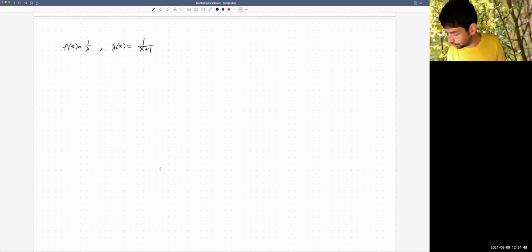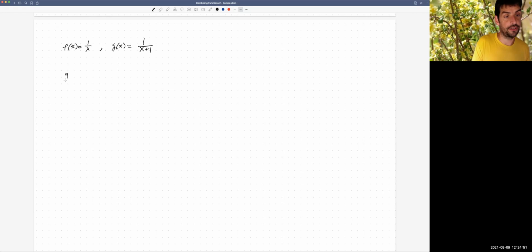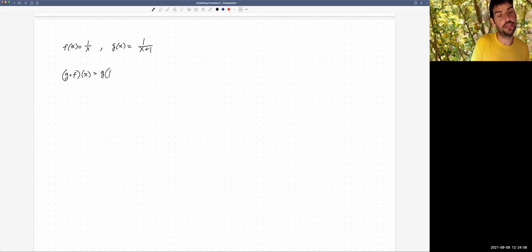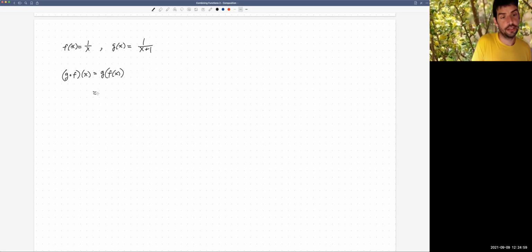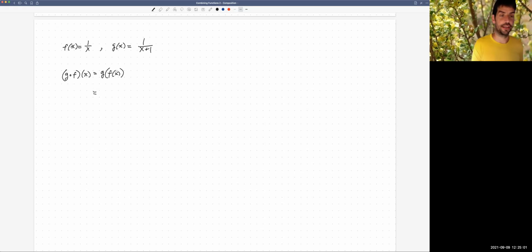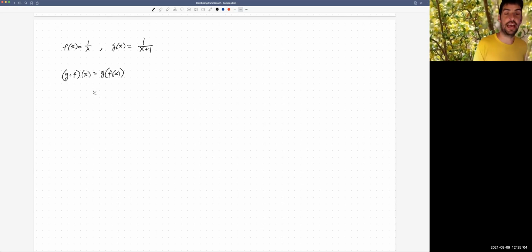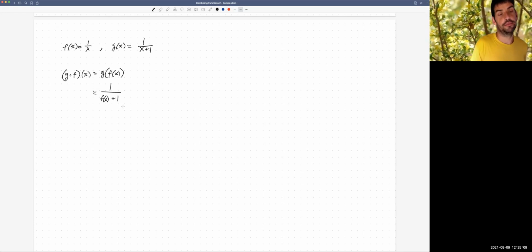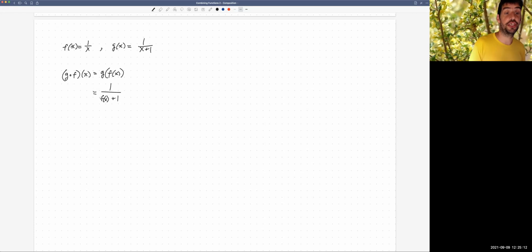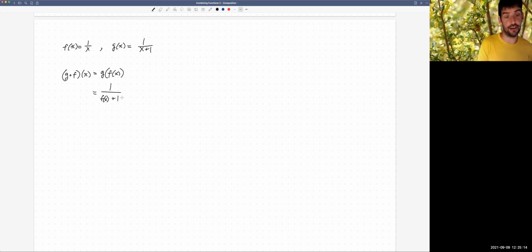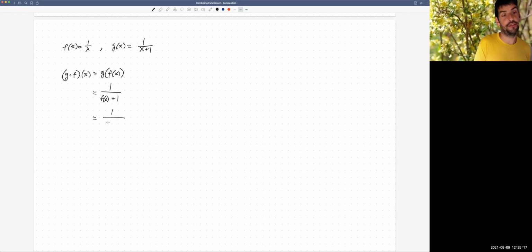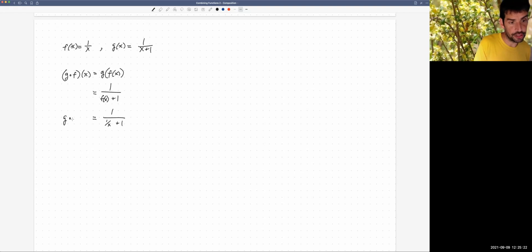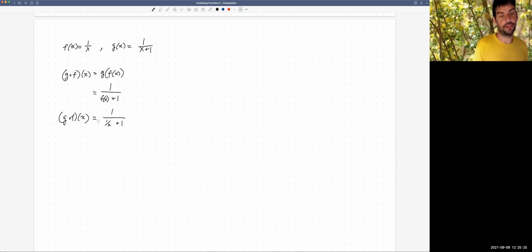Let's look at g composed with f. G composed with f of x is g of f of x. Let's do this a little bit differently. Instead of putting an expression for f into g, let's take f and put it into g. In other words, I can write this as 1 over f of x plus 1 in the denominator, right? I'm doing g's thing, but instead of x, I have an f of x in there. And now I can replace f of x with 1 over x plus 1. So here's my function g composed with f of x, right?